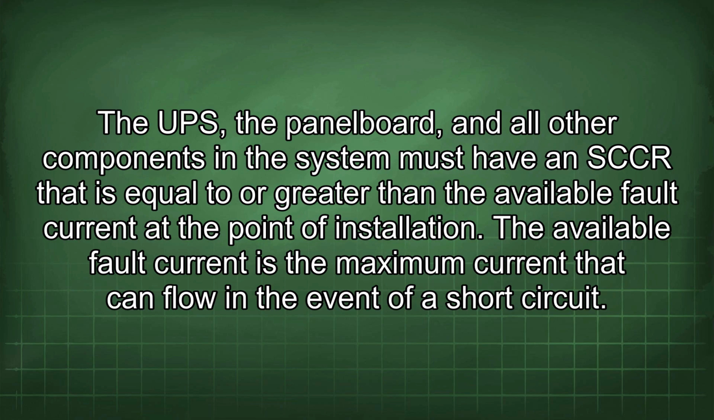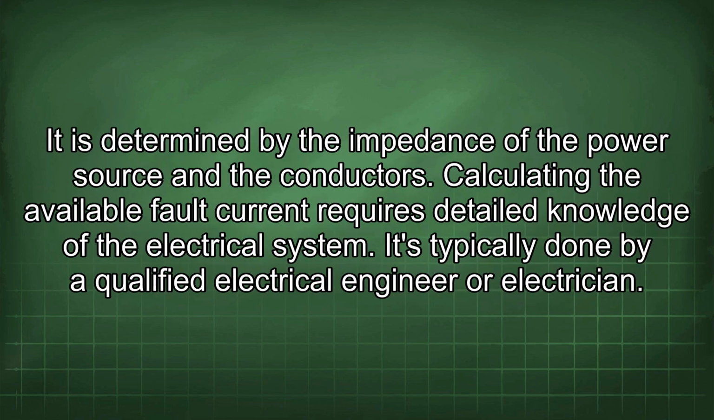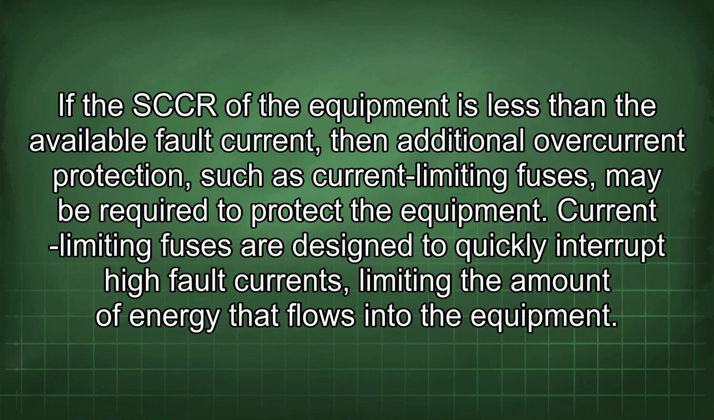The available fault current is the maximum current that can flow in the event of a short circuit. It is determined by the impedance of the power source and the conductors. Calculating the available fault current requires detailed knowledge of the electrical system. It's typically done by a qualified electrical engineer or electrician. If the SCCR of the equipment is less than the available fault current, then additional overcurrent protection, such as current-limiting fuses, may be required to protect the equipment.